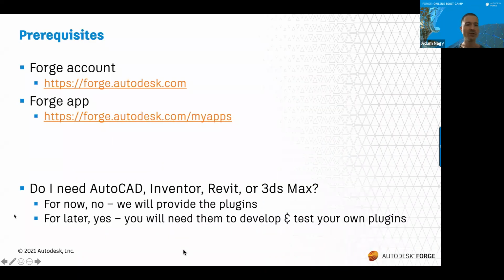And for today, the prerequisites are pretty much the same as they were in the previous days. There will be an extra additional tool that we also need to be using, but you will hear about that in a second. So first of all, we need the Forge account. We need to create the Forge app. Make sure you enable design automation access for it as well. The question: do I need AutoCAD, Inventor, Revit, or 3ds Max?